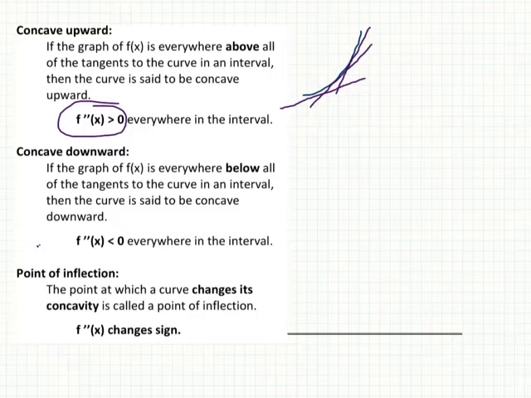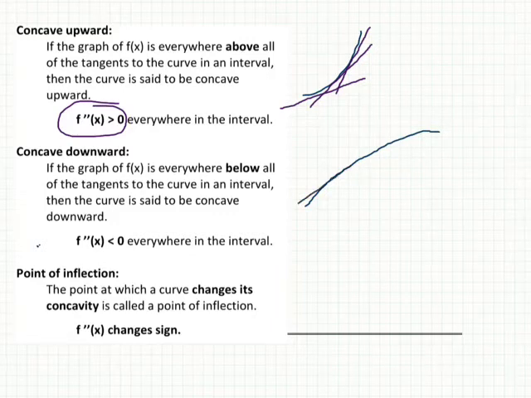Now to check for concave downward, well, we'll do a similar test. So the definition there says if the graph of f of x is everywhere below all of the tangents to the curve in an interval, then the curve is said to be concave downward. So what we're going to do is sketch a curve, and suppose it looks something like this. Alright, well now let's go ahead and draw some tangents.